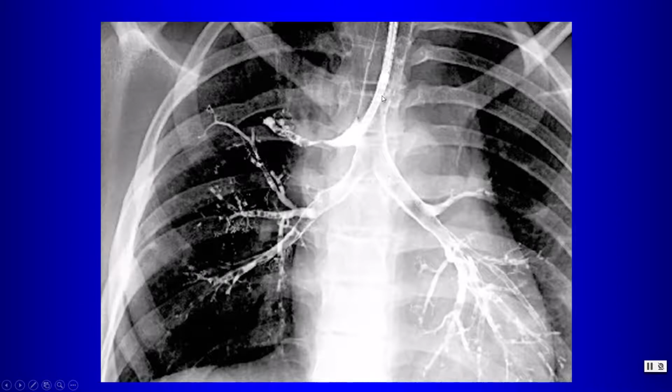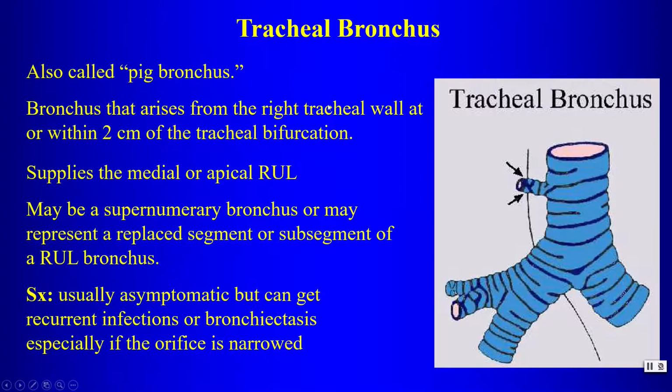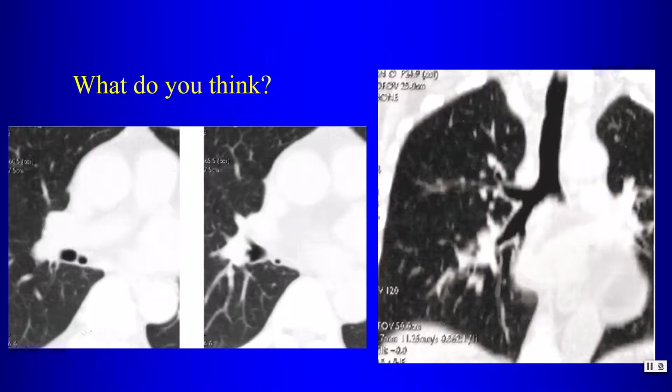So here on a bronchogram, you can see the bronchus coming off of the trachea. So this is tracheal bronchus, also called pig bronchus or bronchus suis. So it's a bronchus usually going to the apical segment of the right upper lobe, coming off of the trachea. And as we've said, complications can be atelectasis or pneumonia from obstruction, especially if the patient is intubated. So you can imagine if the patient is intubated, how you can develop atelectasis of these segments supplied by the tracheal bronchus.